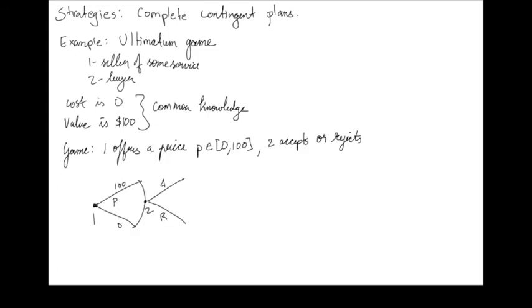Player 1 chooses a number P between 0 and 100. Player 2 either accepts it or he rejects it. If he accepts it, he pays the price P to the seller. So the seller's revenue is P. Remember, the cost is 0. So the payoff to the seller is P. The value to player 2 is 100. So his surplus is 100 minus P. If he rejects it, then there's no transaction. Everybody gets a payoff of 0.